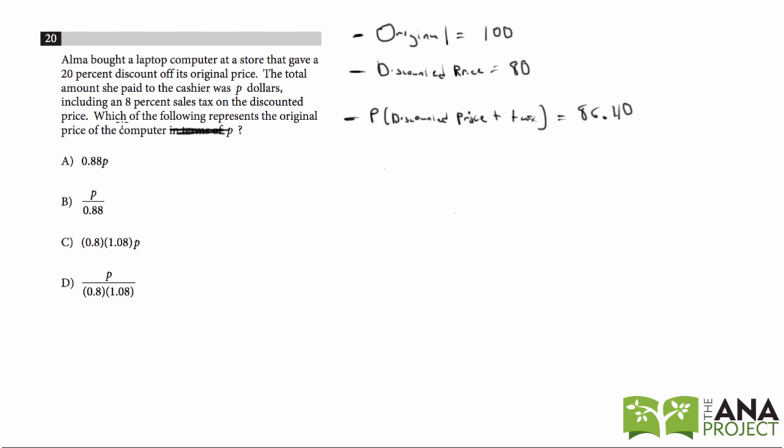And then it says, which of the following represents the original price of the computer? So we can cross out this in terms of P part. So the original price of the computer is $100. So in this case, we actually picked an original, another number, and we backed into P. So P is $86.40. So all we have to do is plug this in to A, B, C, and D and see which one gives us $100.